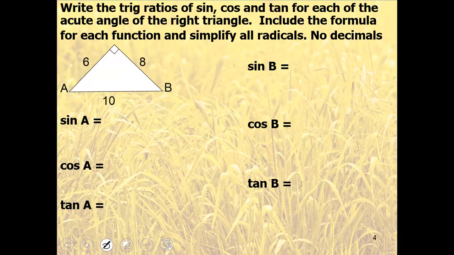Write the trig ratios of sine, cosine, and tangent for each of the acute angles of the right triangle. Include the formula and simplify all radicals. No decimals. So you have to look at each angle separately. Here's angle A. Now where is the side opposite? Well, this is opposite. The hypotenuse is always across from the 90-degree angle, so there's H, and that leaves this one to be A. So the sine of angle A is the opposite over the hypotenuse.